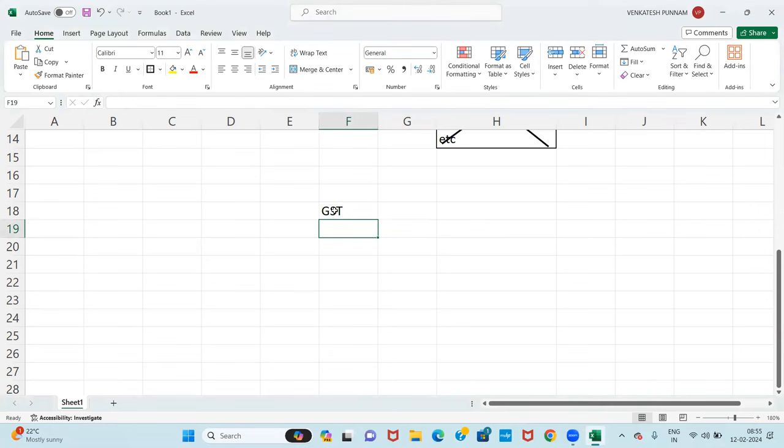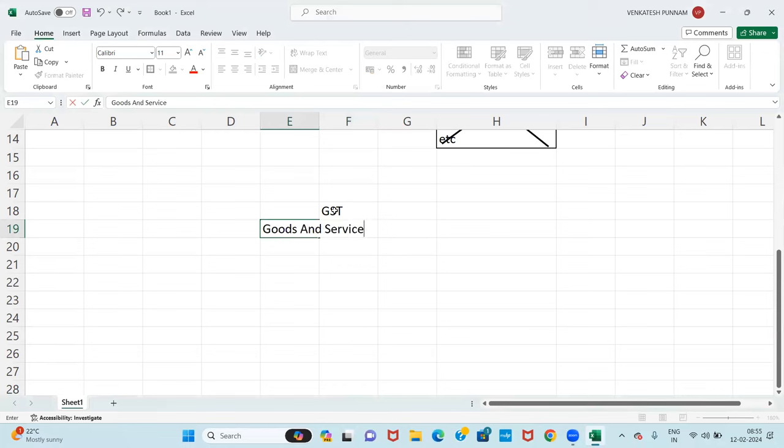GST full form is goods and service tax. When we want to calculate goods and service tax, when you do the purchases and sale of any product except petrol and alcohol, everything now comes under GST.